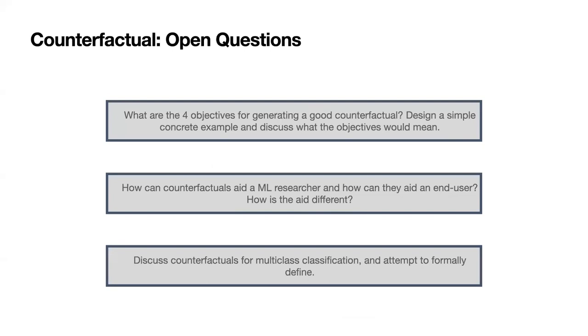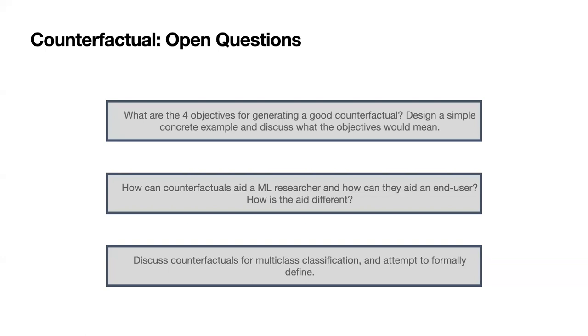Let's stop for a few open questions here. I'll let you read them at your own time. The last question in particular is a kind of homework question, if you will, just to try things out, to imagine what counterfactuals might look like for multi-class classification. But the second one is interesting, right? How counterfactuals help aid a machine learning user and the end user.